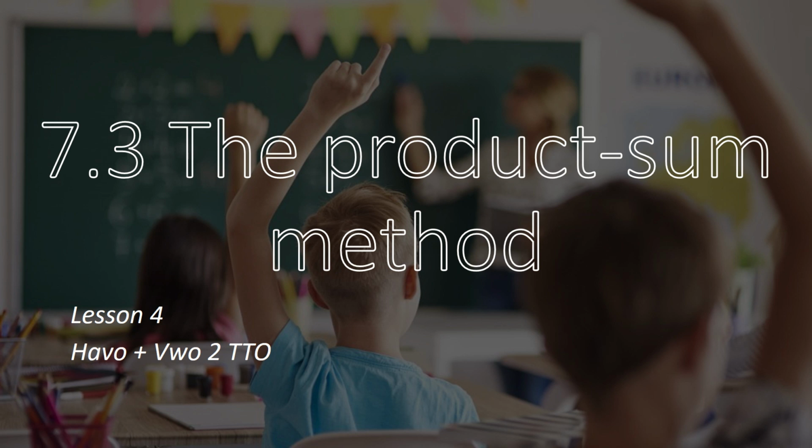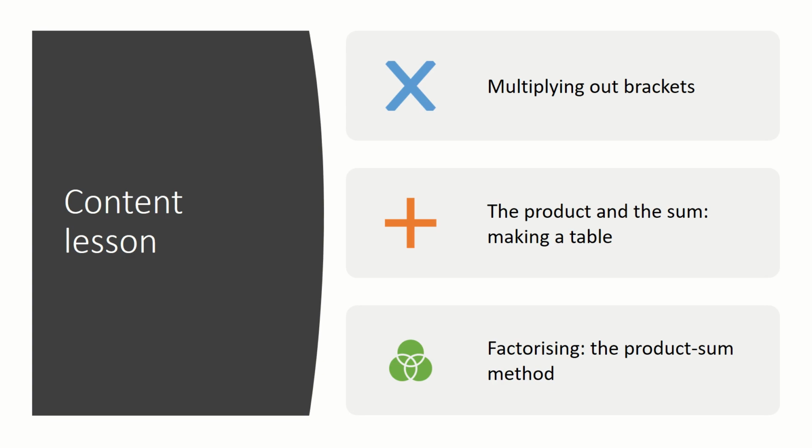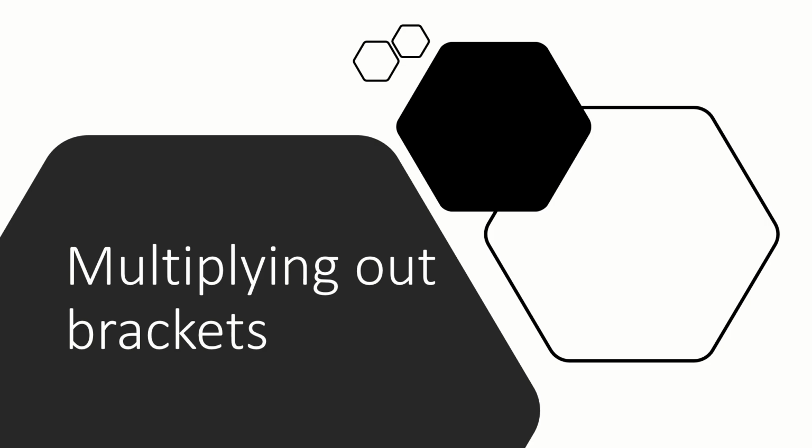Hello everyone! Today we're going to have a look at 7.3, the product sum methods. First of all, we're going to look at multiplying out brackets. That's a bit of a revision. Afterwards, you're going to have a look at the product and the sum. And you're going to zoom in on how to make a table. And lastly, we're going to have a look at factorizing. So how do you use the product sum methods?